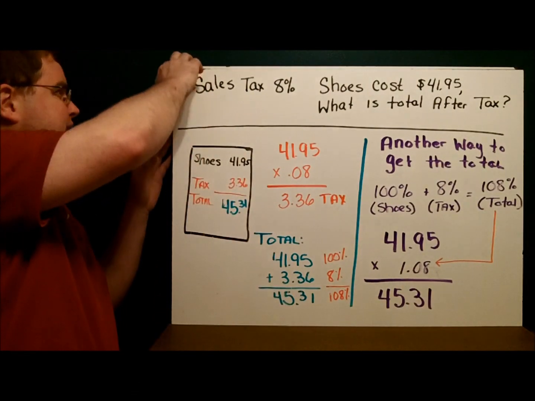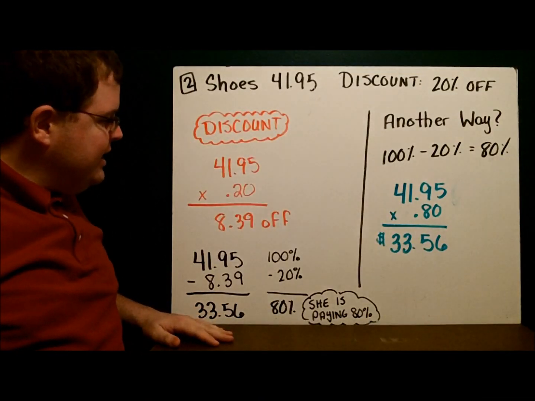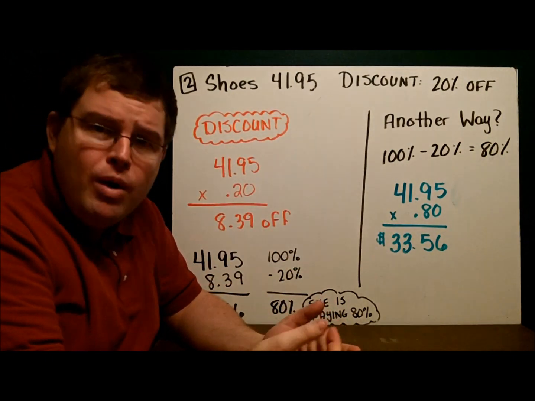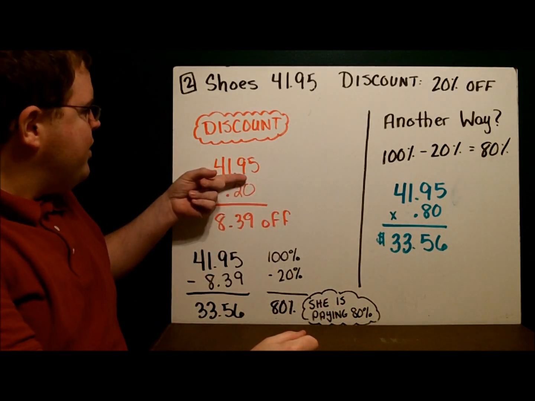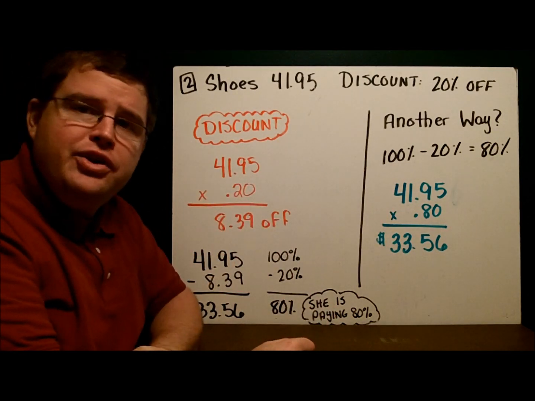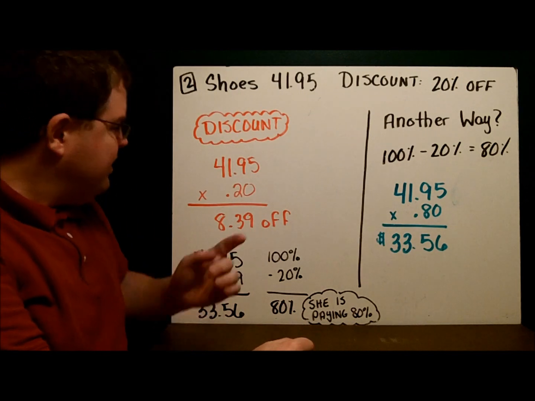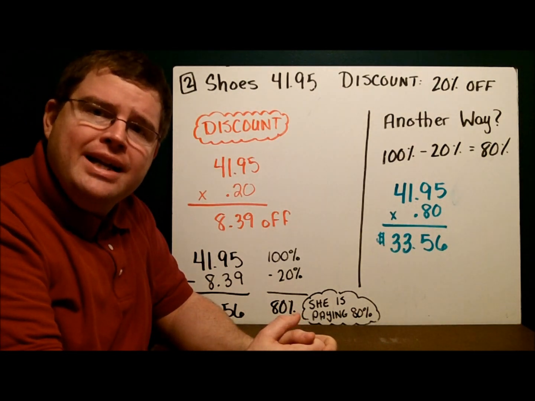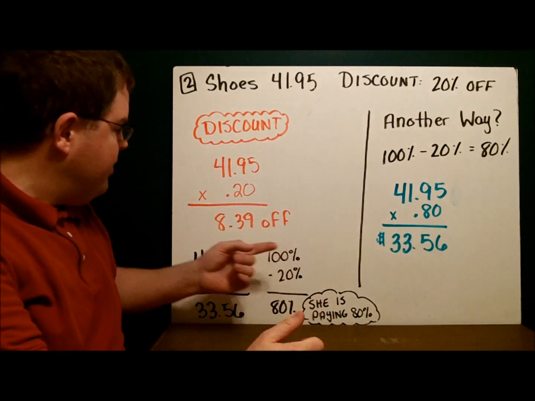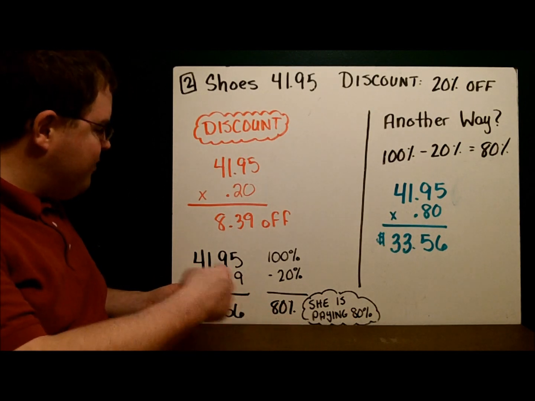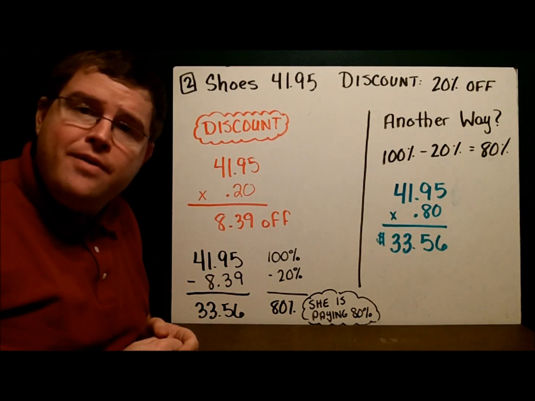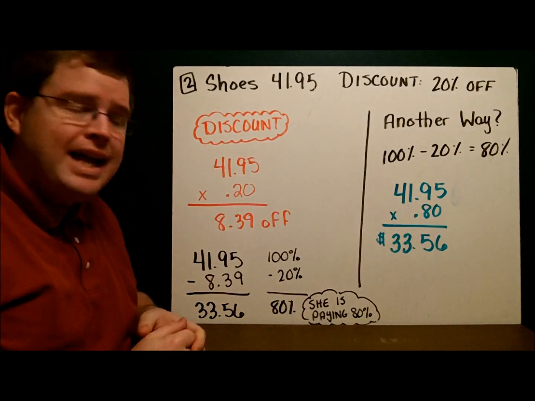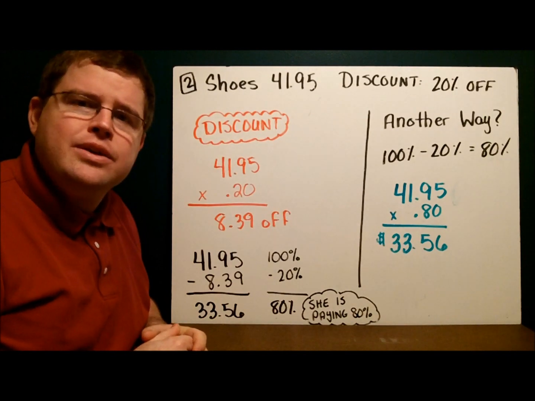Another time where we use percentages is for discounts. In this example, we're going to buy the same pair of shoes, except now they're on sale, 20% off. So $41.95 times 0.20, that's the amount of our discount, is $8.39. They're going to take $8.39 off the price of the shoes for you, which means $41.95 minus the $8.39 is $33.56. That pair of shoes will cost you $33.56. Now think about really what's going on here.